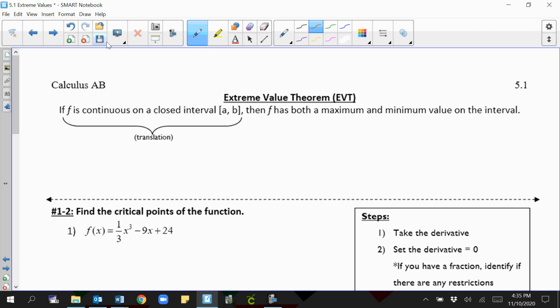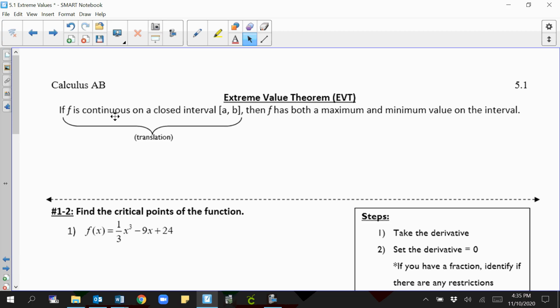So we do have our extreme value theorem, which says if f is continuous on a closed interval a to b, then f has both a maximum and a minimum value on the interval. So on that closed interval, there's going to be some number that's a max and some number that is the minimum value.